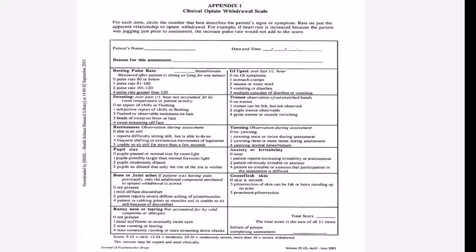This one is for opioids. So the CIWA was for alcohol, and this one is for opioids. The Clinical Opiate Withdrawal Scale, published in the Journal of Psychoactive Drugs in 2003. We rate the opioid withdrawal based on this scale.